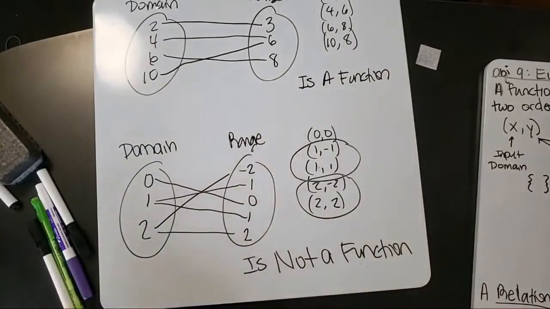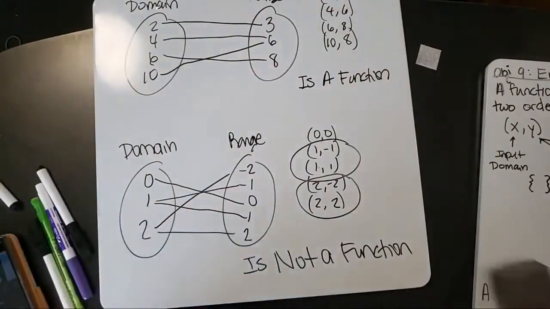The next part of objective 9, which I feel like is the easiest part, we're going to be evaluating functions, right? So y'all know how to identify a function. So now we're just going to evaluate some functions. And like you guys said, we're taking what they gave us, plugging it into the function, and simplifying it, okay? So let's look at some of those examples.